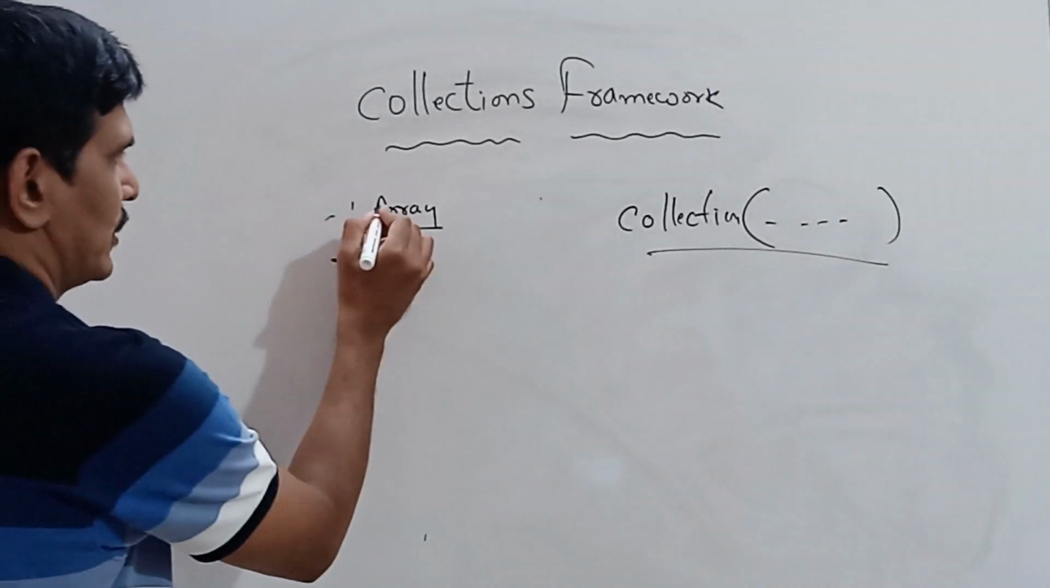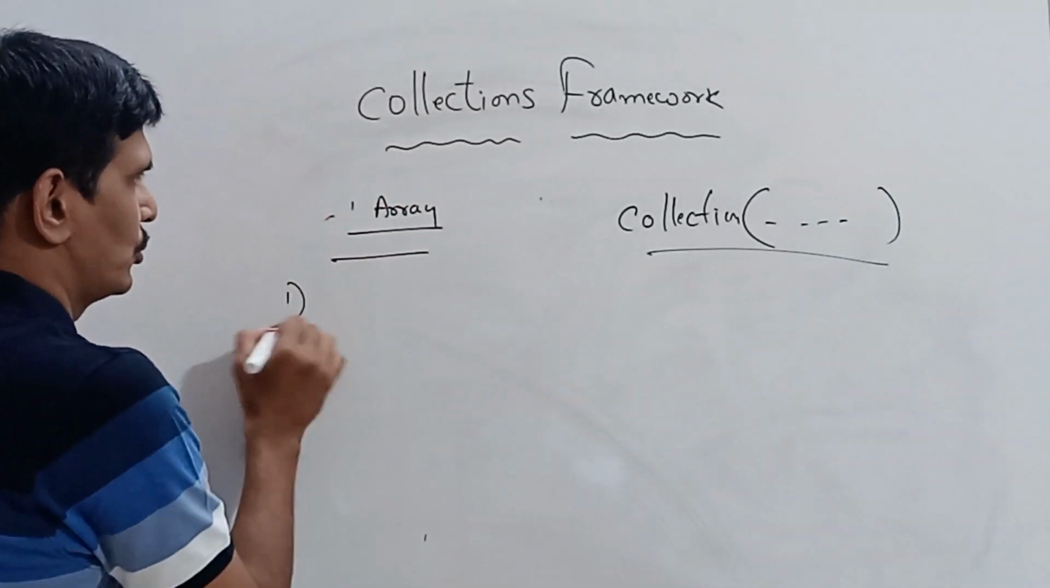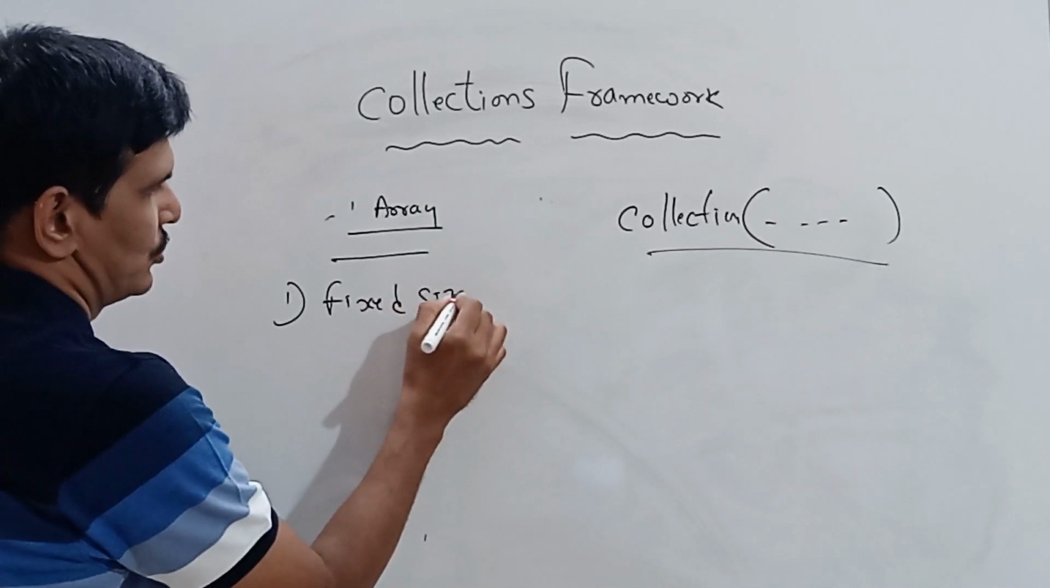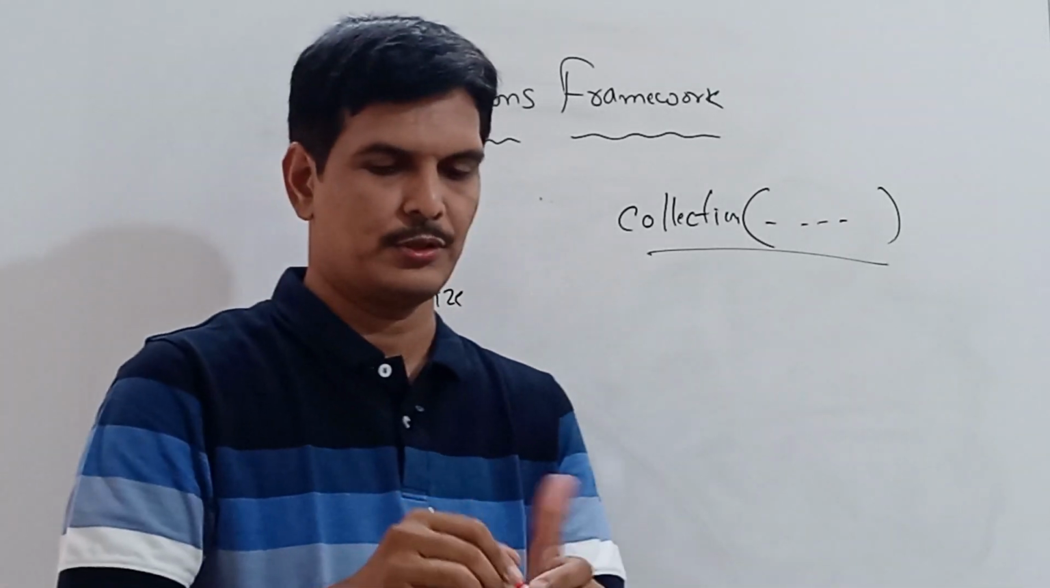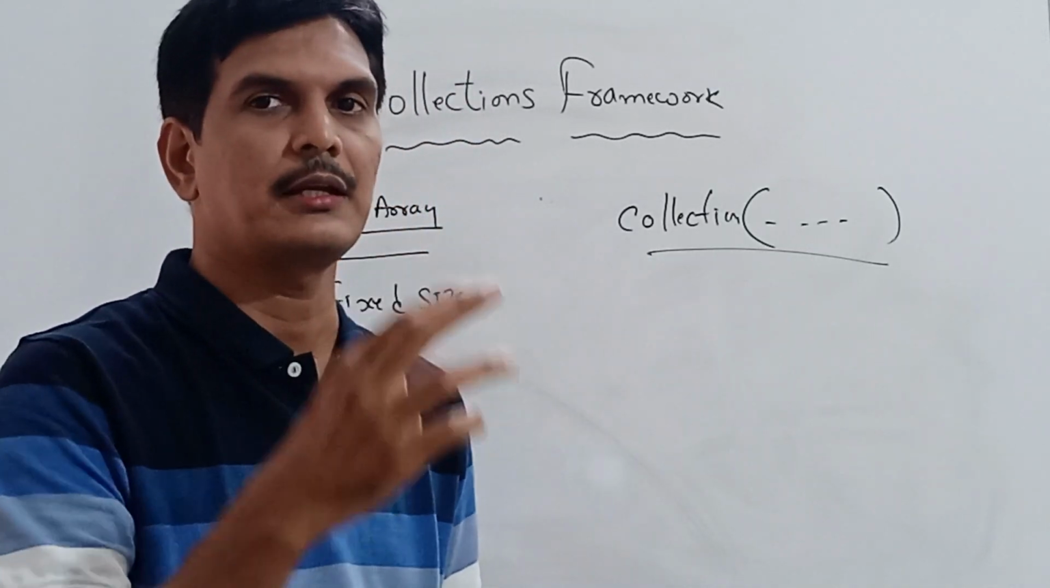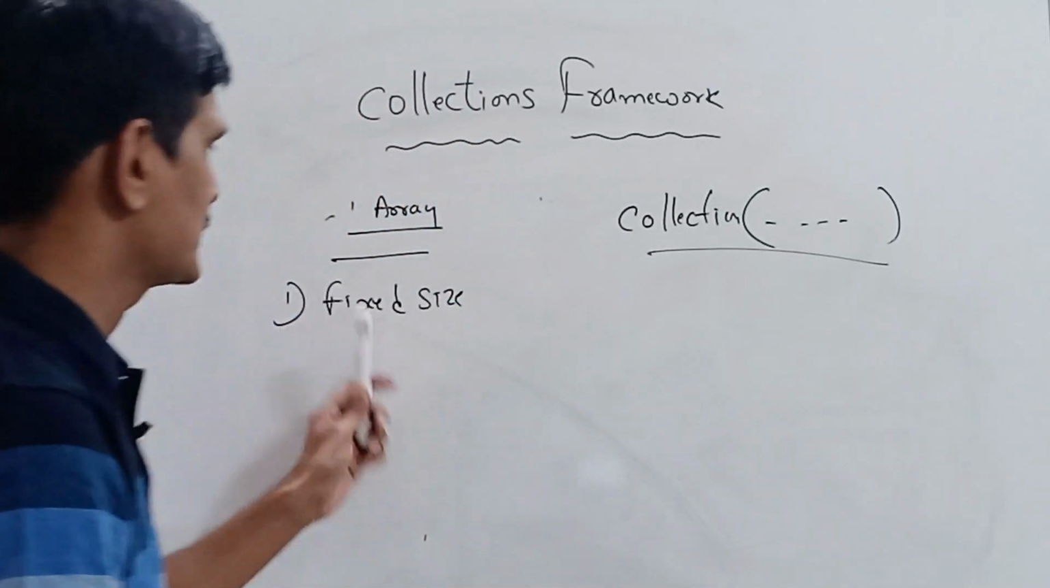So we have noticed some limitations in arrays. What is the first limitation in arrays? Fixed size. If you want to create an array, before that we need to know how many elements we are going to store in this array, and then we can create the array and proceed further. So the size is fixed.